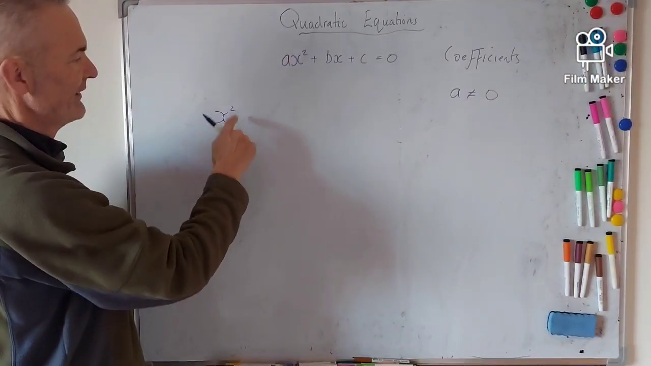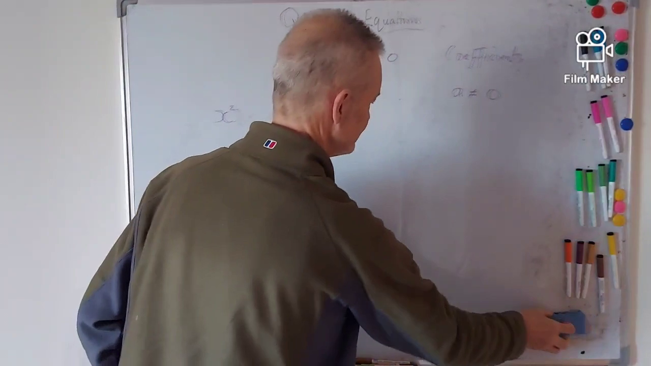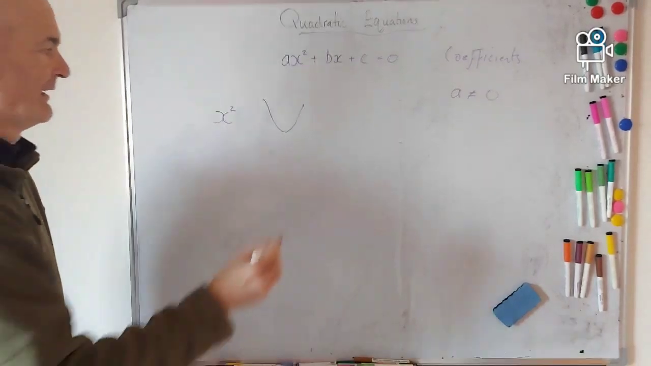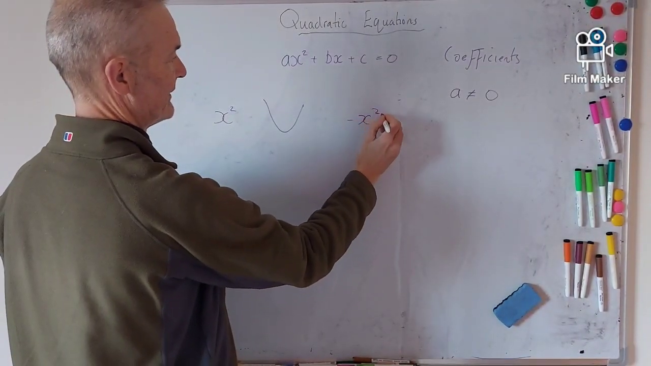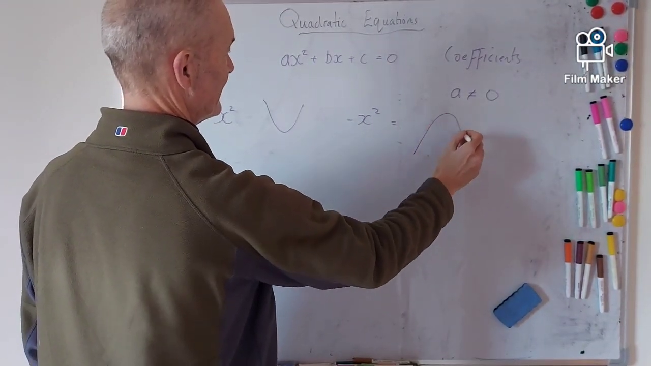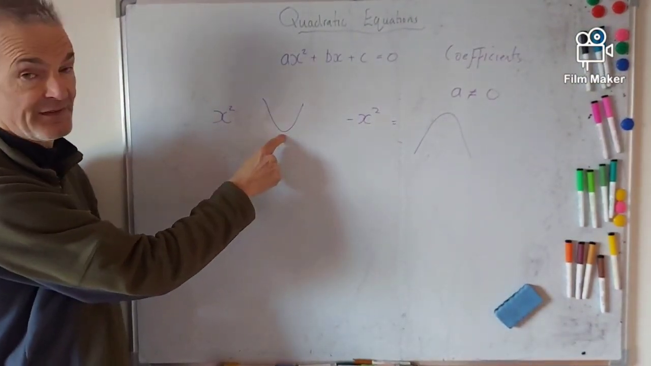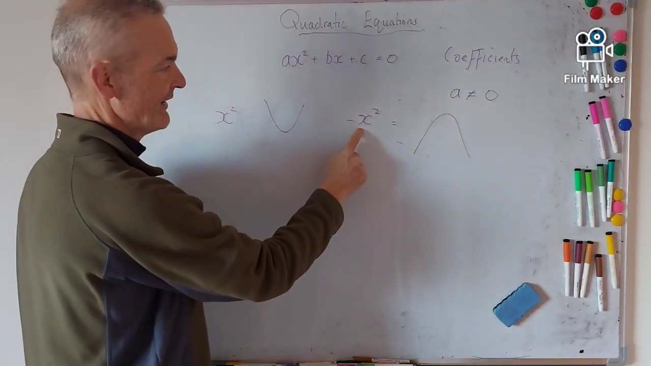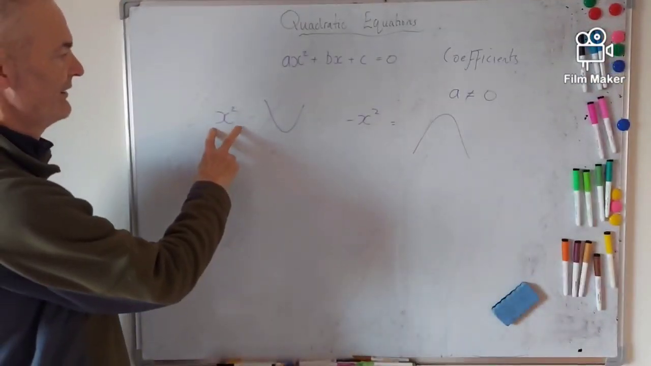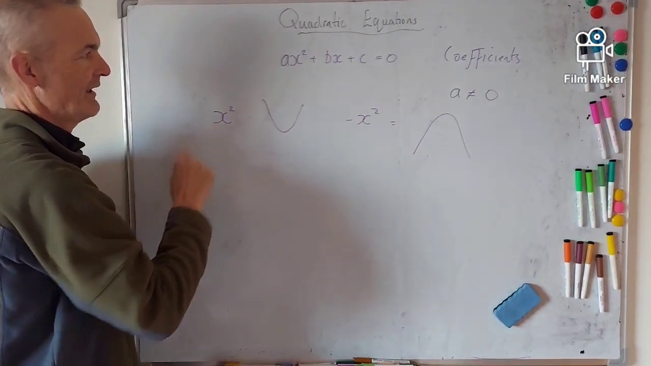So if your quadratic's got an x squared, it's going to give you a curve. It's going to give you a curve like so. If your term is negative, like that, it's going to give you a curve that way round. Okay, so x squared positive value gives you this U shape. Negative value is going to give you this N shape. Okay, now obviously in these cases, a is 1 in both cases.